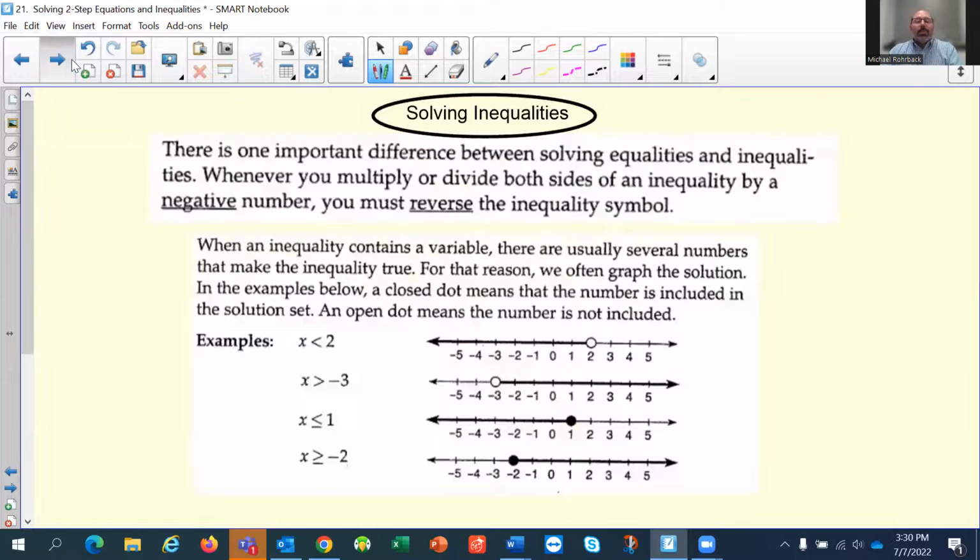All right, so there's one more thing that I want to talk about, and that is the idea of when you're solving an inequality. The big thing with this, and you probably heard this a bunch of times, is if you multiply or divide both sides of an inequality by a negative number, you have to reverse the inequality. So greater than becomes less than, or less than or equal to would become greater than or equal to, something like that.